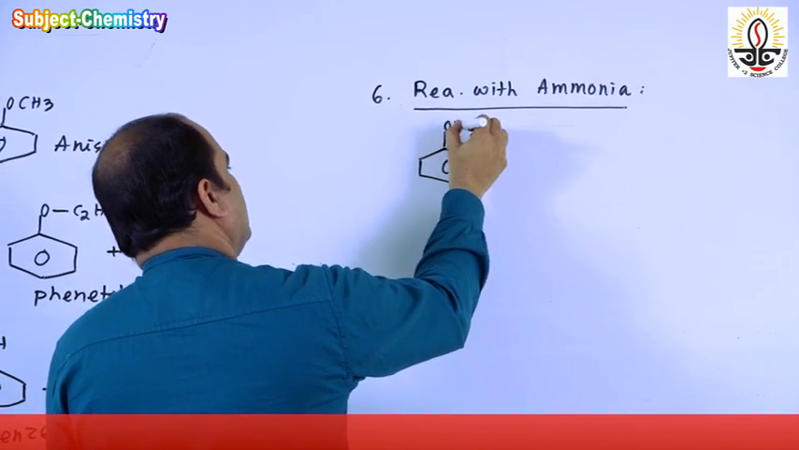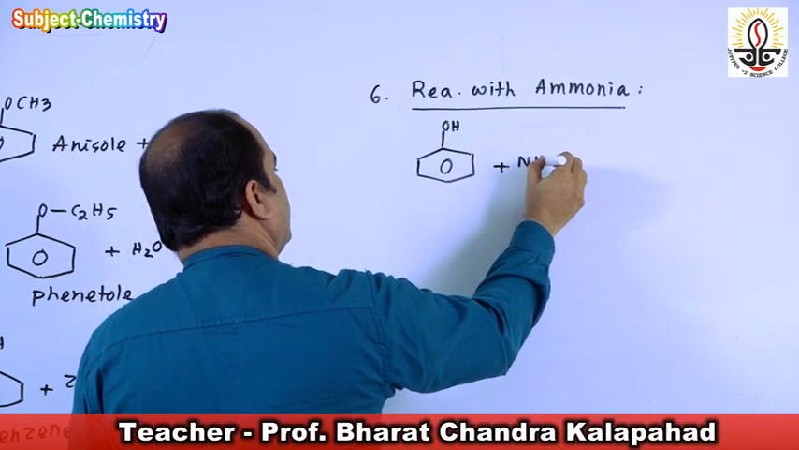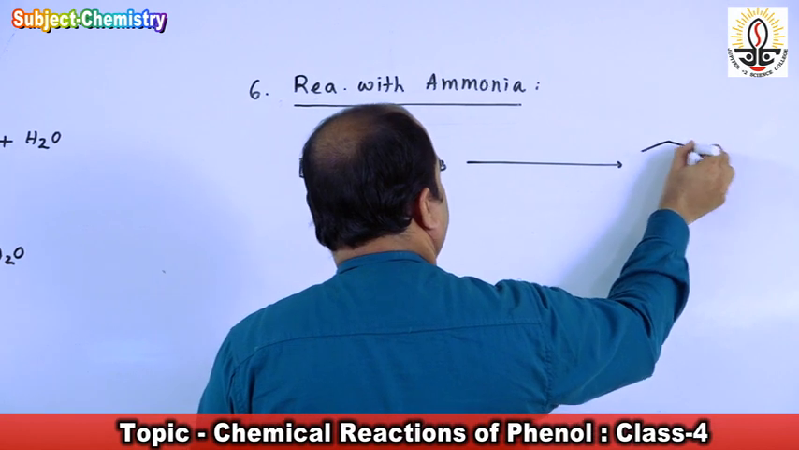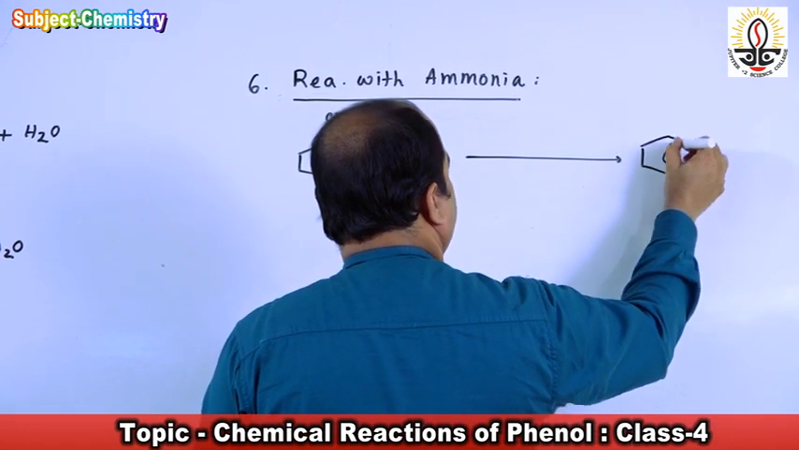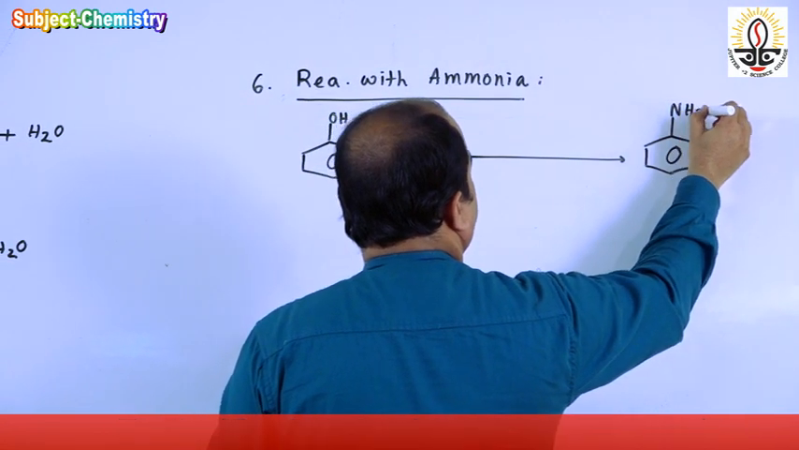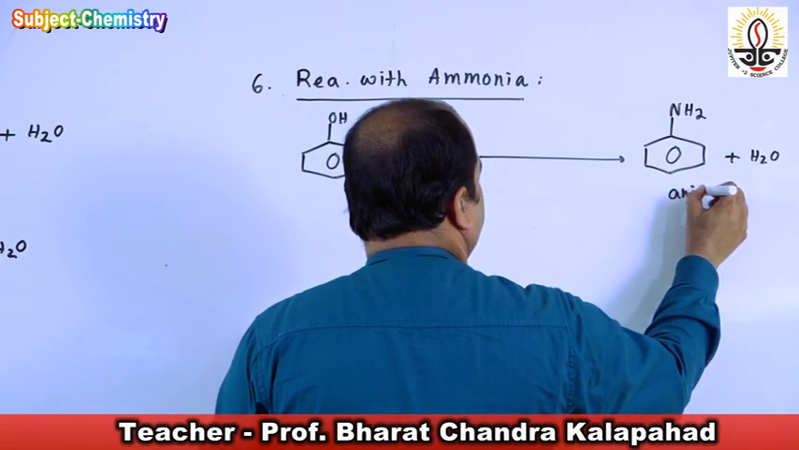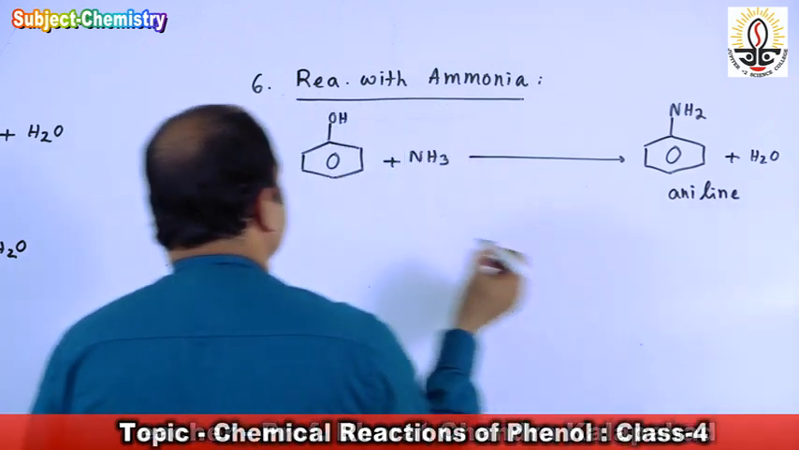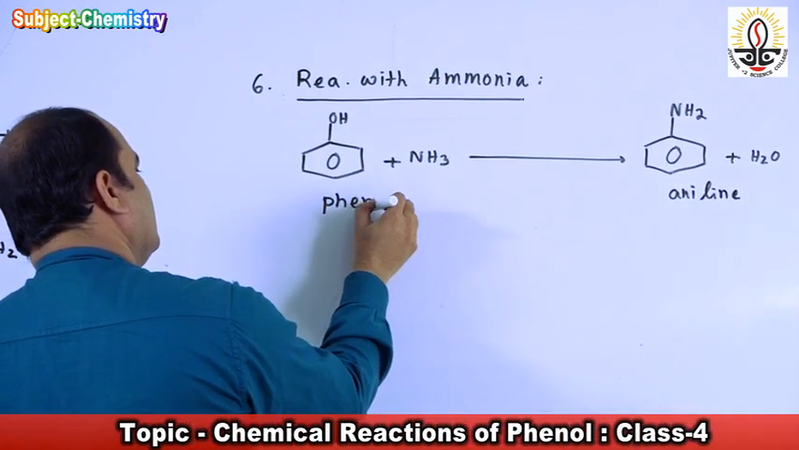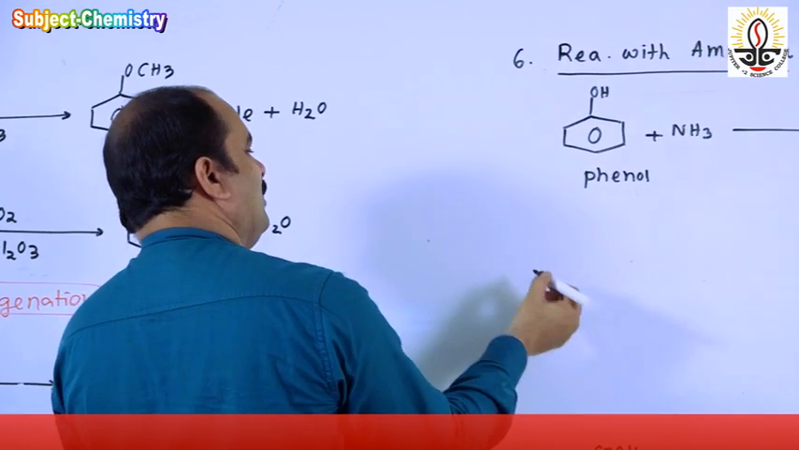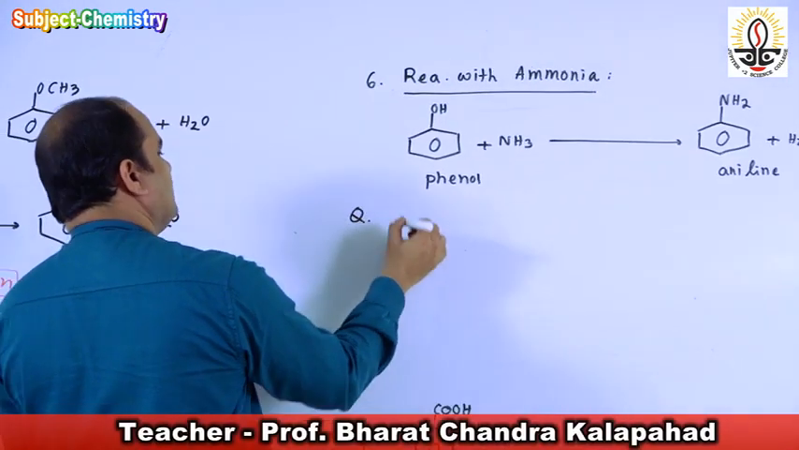When phenol reacts with ammonia, NH3, it gives aniline, C6H5NH2 plus H2O. This is phenol, that is aniline. On the basis of reaction with ammonia, we can write 2 questions.